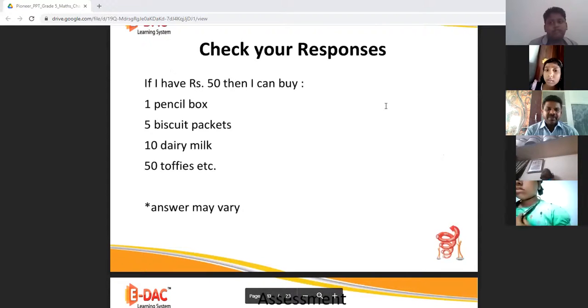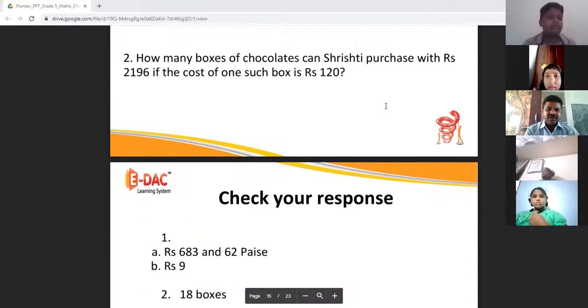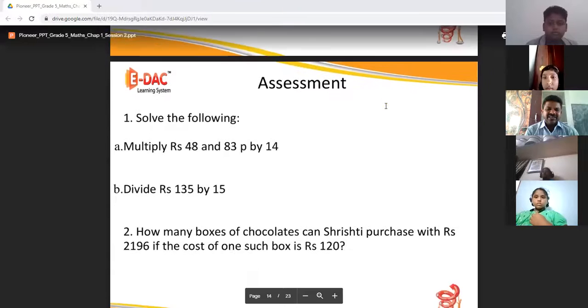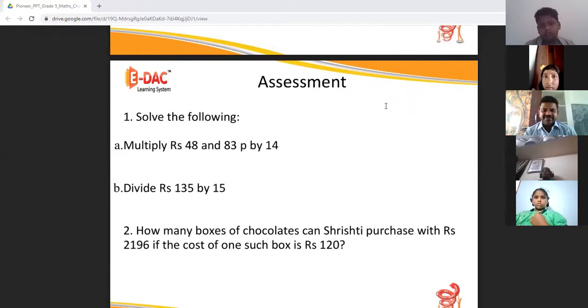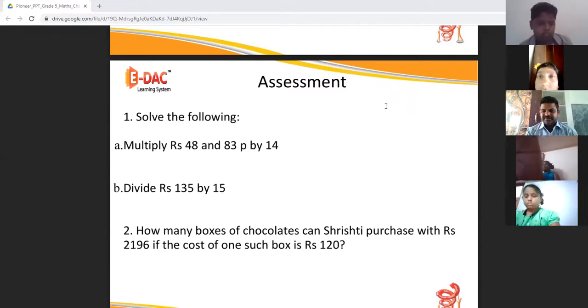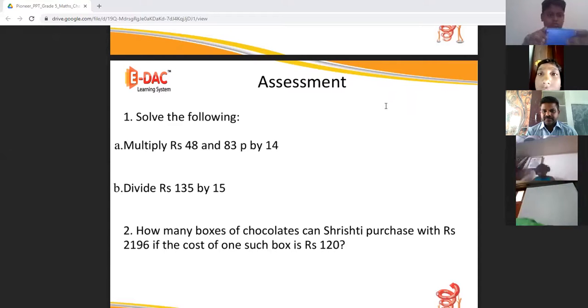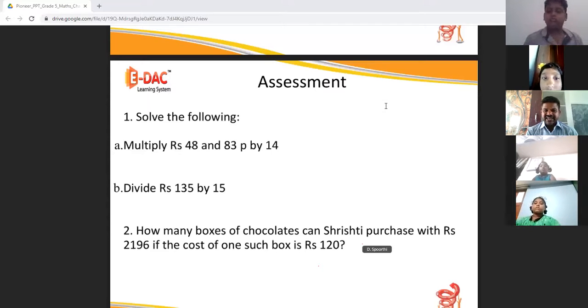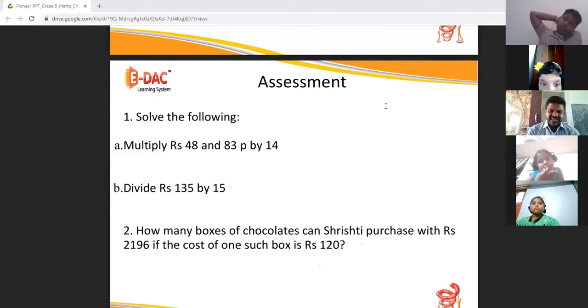Next, okay, pens, check your responses. It is all okay. Assessment is here. You just take one screenshot. Multiplication and division, take the screenshot. You just complete it at home. First one is multiplication and division, and the second one, the cost of one such box, divide.